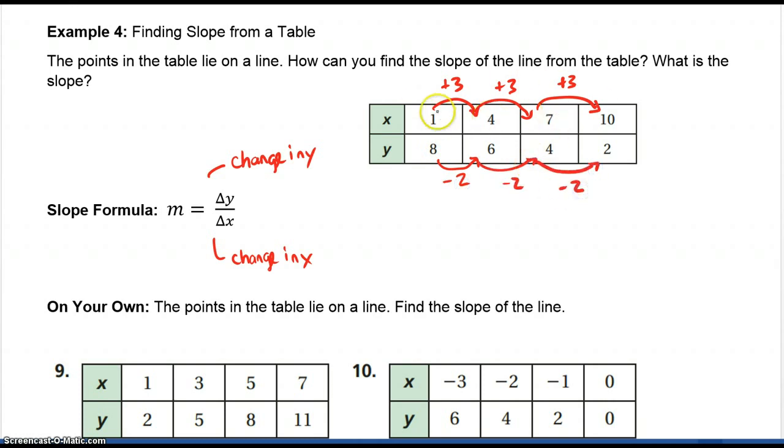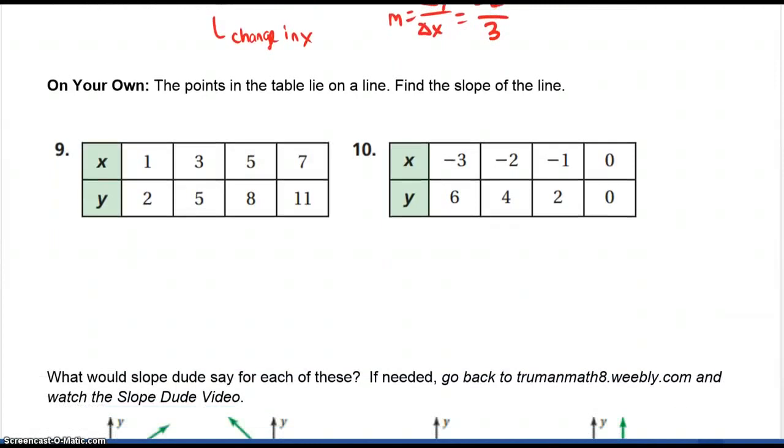So since there is a constant change in both the x's and the y's, or more importantly, the ratio of the change in y to the change in x remains constant, this will be a line, and therefore we can find its slope. So then write m equals delta y over delta x. Delta y is -2, delta x is a positive 3, so that is your slope. So this slope would be -2/3. Nice negative. Okay, you are going to repeat that same concept for both numbers 9 and 10.